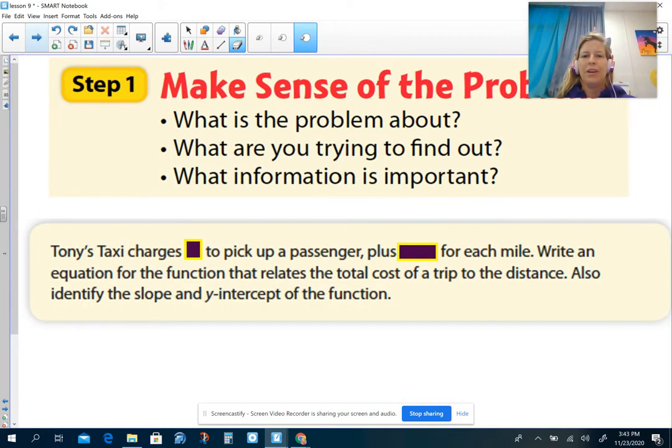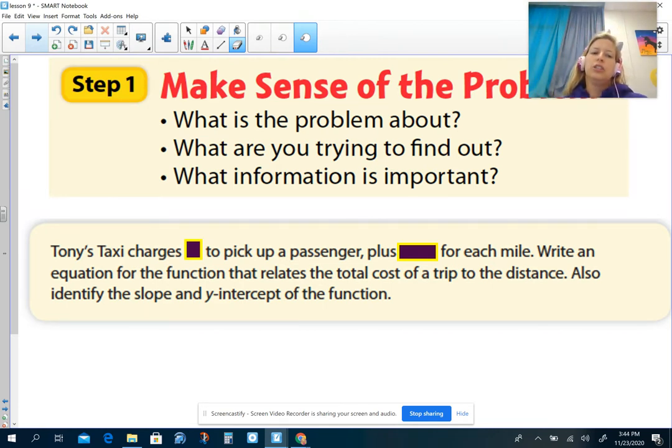Okay? So let's make sense of this problem. Remember, I'm going to read it first. The second time I read it, I want you to write down anything important, anything that's going to help you solve the problem, what the problem is asking, anything that you can connect from previous knowledge. So first time, just listen.